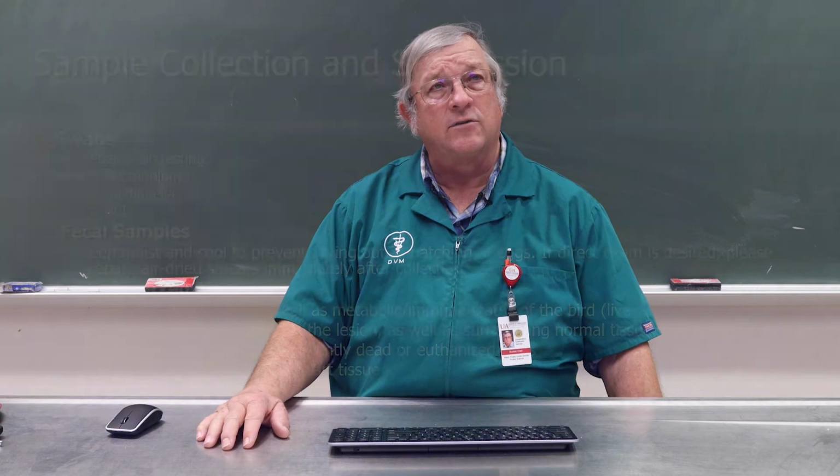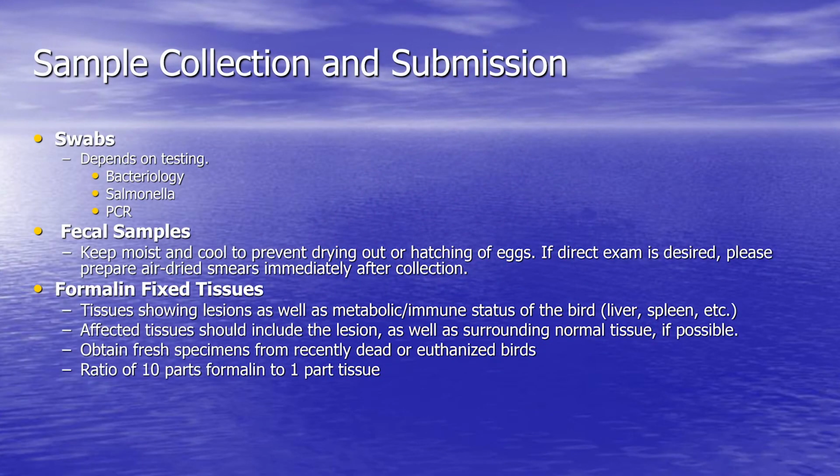Formalin-fixed tissues. Many times if you have a field technician who's doing a field necropsy, they may collect some tissues for the diagnostic lab. Always collect a small amount of tissue from anything that looks odd. A good example would be a small piece of the liver, a small piece of the spleen, maybe a small piece of the lung. We're looking for lesions to give us an idea of the immune status and what's going on. Make sure those affected tissues include the lesion with a little bit of normal tissue around it. That's always good for the pathologist when they're looking at it.